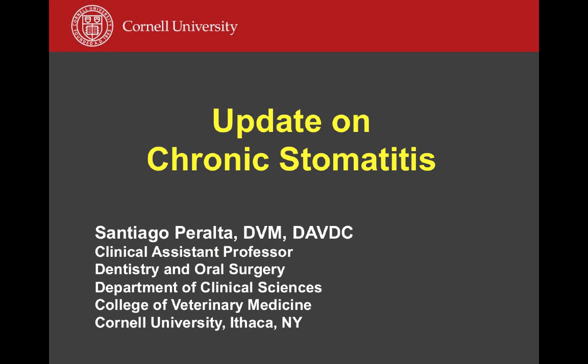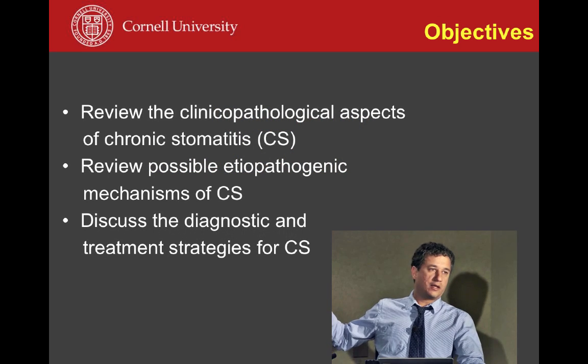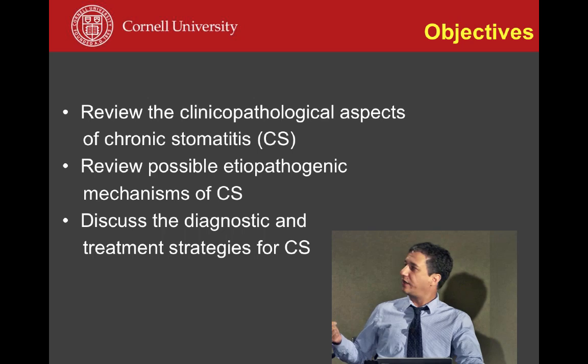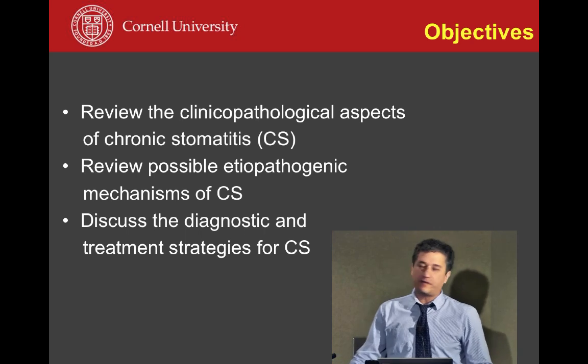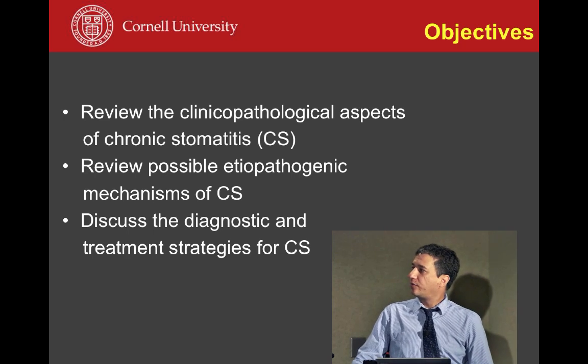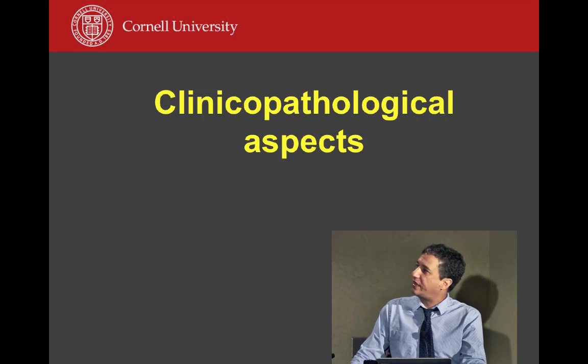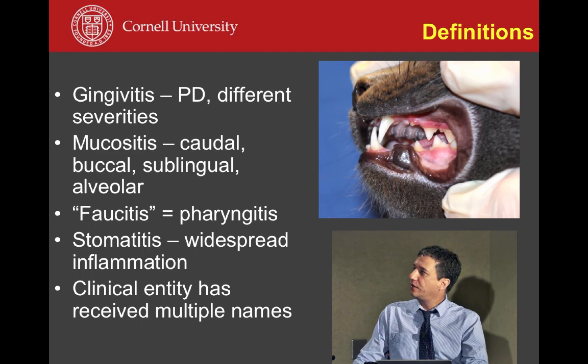So the objectives for this first part of this lecture will be to review the clinical pathological aspects of chronic stomatitis, at least what we know about it, review the possible causative mechanisms of the disease, and to go over the basic diagnostic and treatment strategies for this very frustrating and horrible disease. So to get started, clinical pathological aspects, we should start by defining a few things.